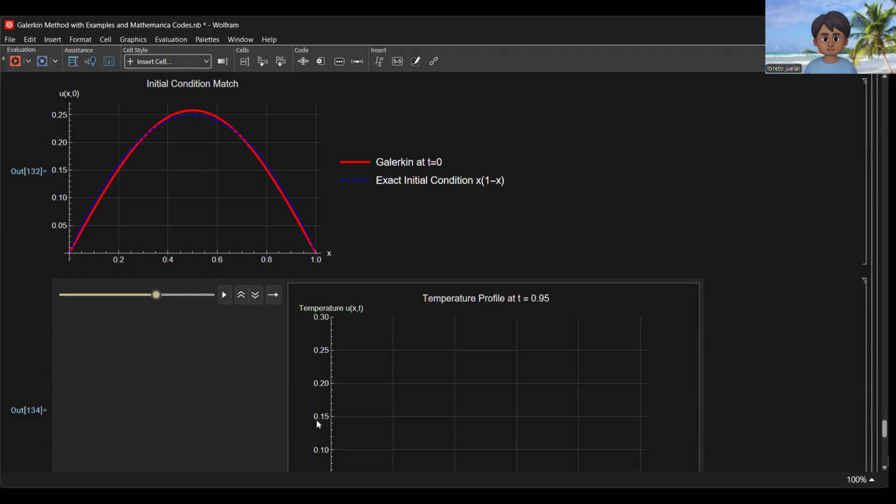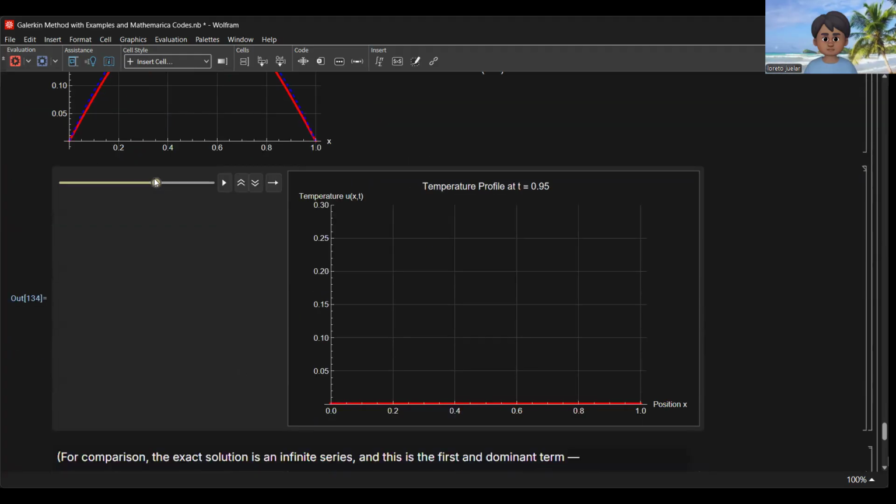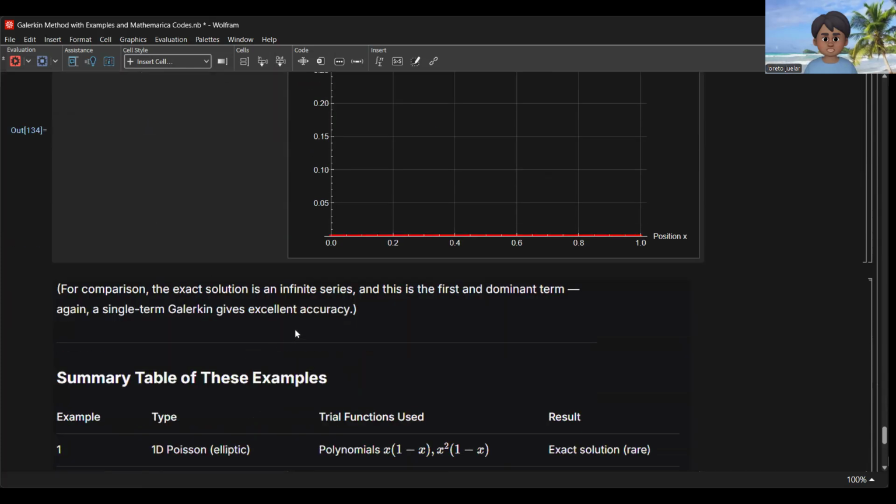We have the simulator here. So x from 0 to 1 here. Greater than 1, we have no wave here. So we have only the plot from 0 to 1. So for a comparison, the exact solution is an infinite series, and this is the first and dominant term. Again, with a single term, Galerkin gives excellent accuracy.